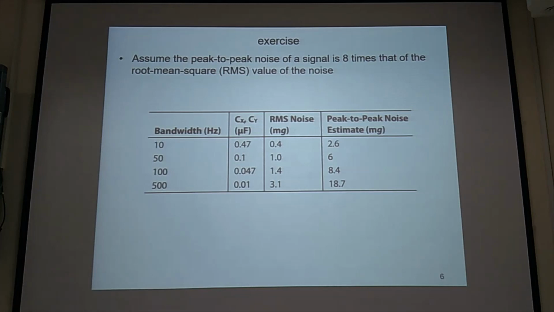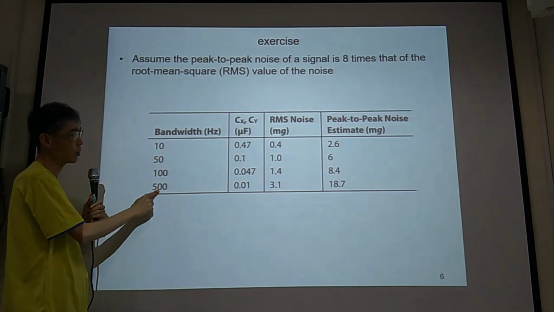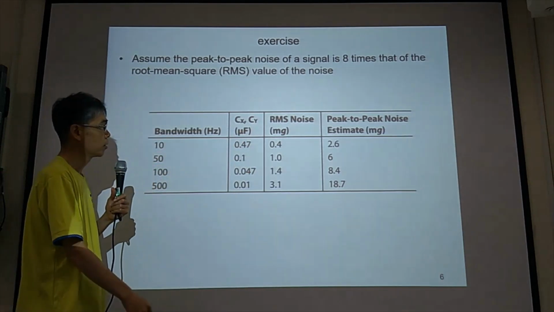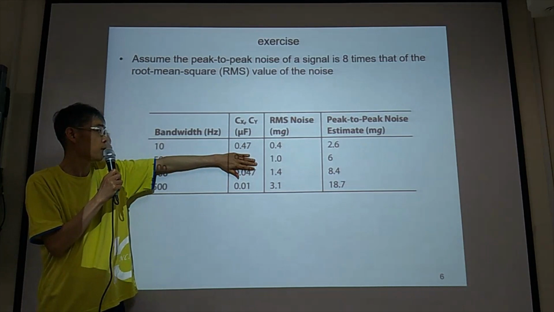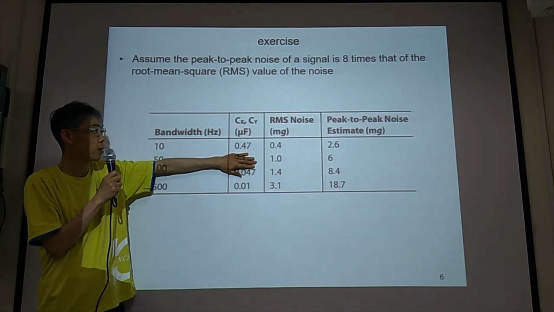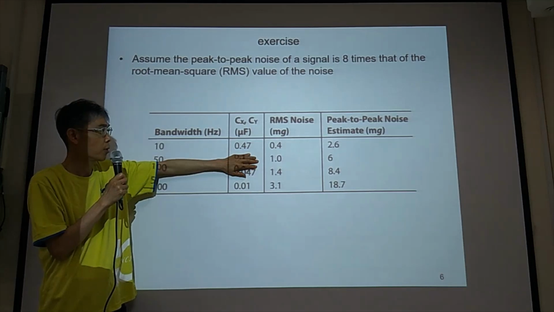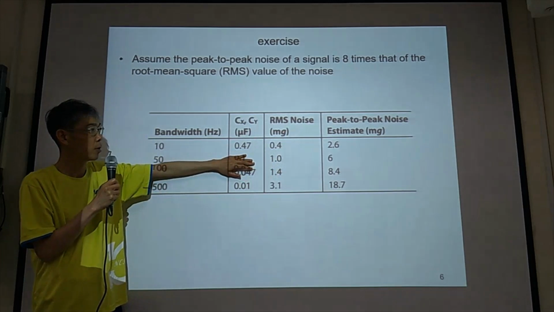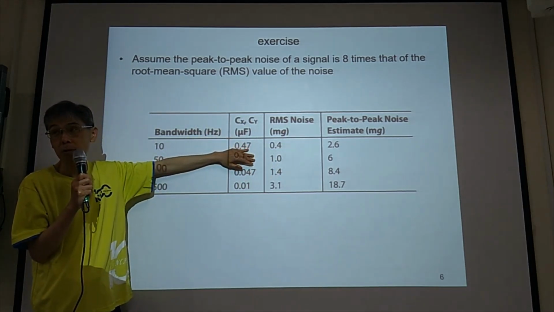Then an exercise for you. So we have the bandwidth. We have the four numbers here, and we have the CXCY for you. So case 1, bandwidth 10 Hz, CXCY 0.47. So please calculate the RMS noise. Use the equation in the previous page.